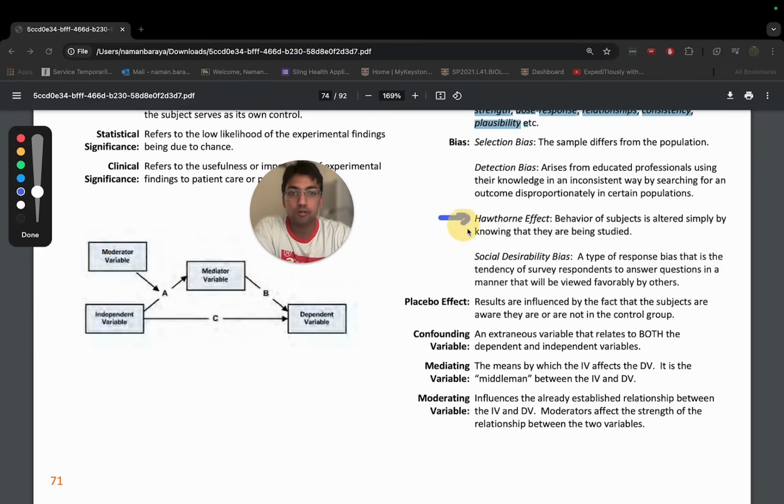So I'll start with Hawthorne effect. That's just if you're being observed, you probably will change your behavior. If somebody was watching how many times I'm exercising in the week, I'm going to exercise more just because I know I'm being watched.